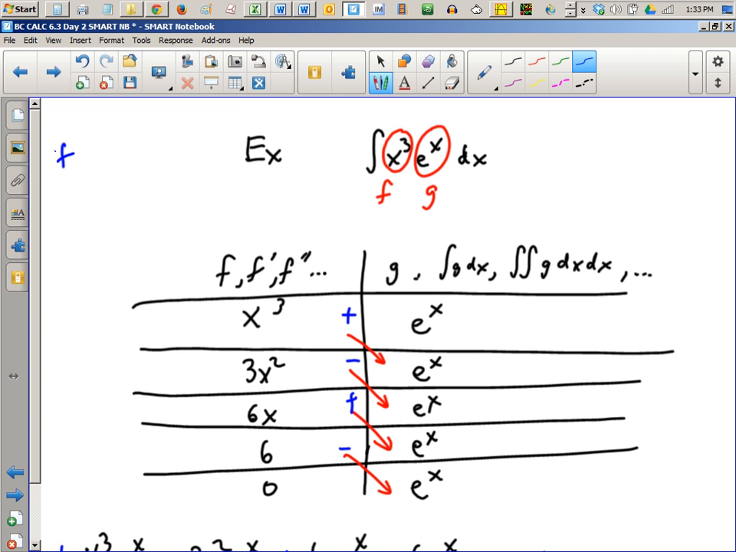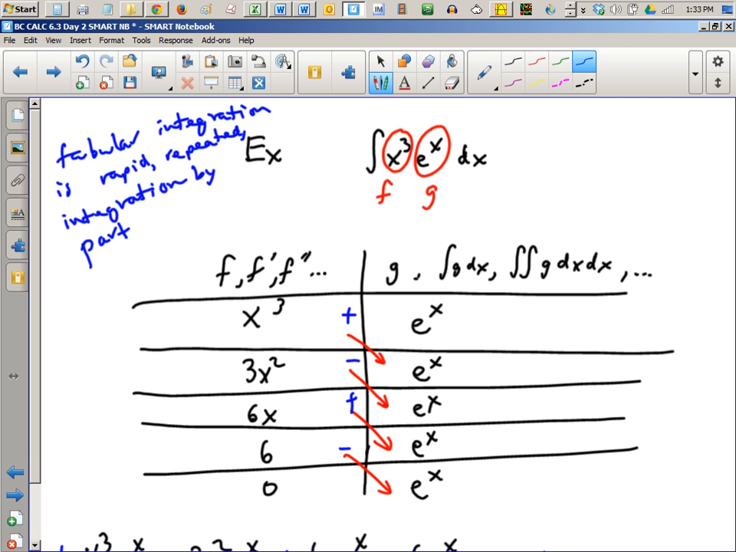Tabular integration is also known as rapid repeated integration by parts. Some people actually don't call it tabular, they call it RRIBP. Okay. Any questions on that?